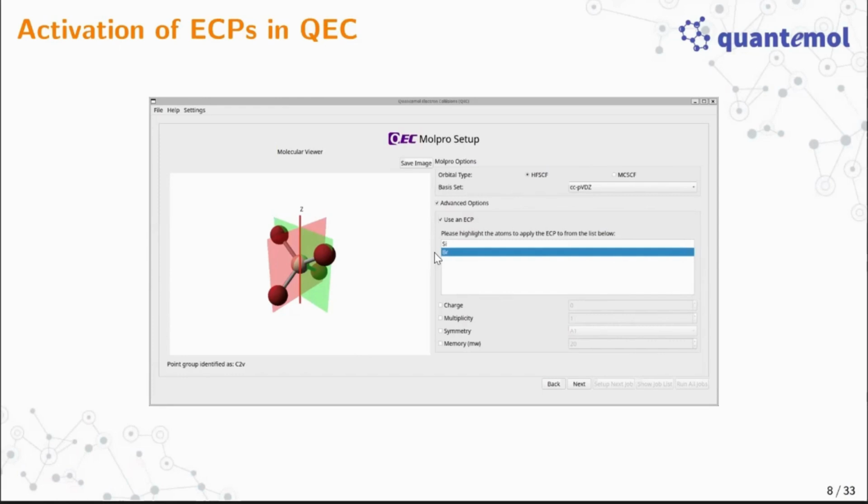And this is a setup that I've used for SiBr4. In the advanced options, if you tick advanced options and then tick use an ECP, up will come a list of all the elements in your molecule to which you can apply an ECP. I've highlighted just bromine here. You can, in principle, use an ECP for silicon as well. I've chosen not to here, but that choice is available. And then that's all the user actually needs to do to use an ECP. So it's as straightforward as possible.